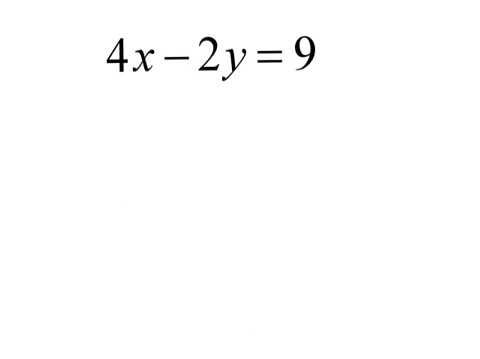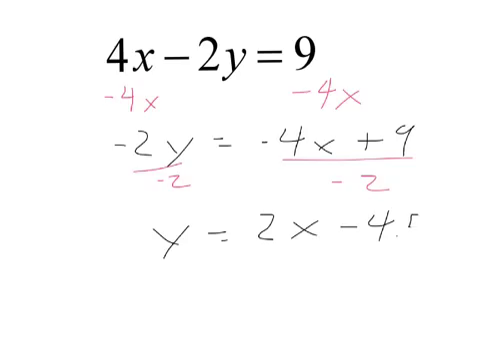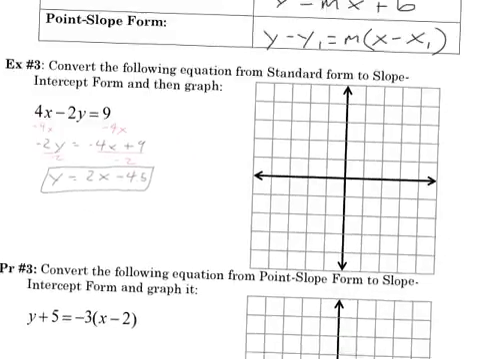So first things first, subtract the 4x, and you have negative 2y equals negative 4x plus 9. Now we're going to just divide everything by negative 2, and we get y equals 2x minus 4.5. Alright, now it's in slope-intercept form, and now they want us to graph it.